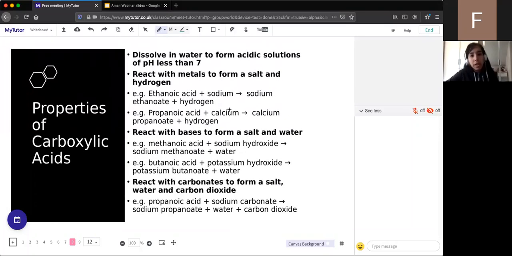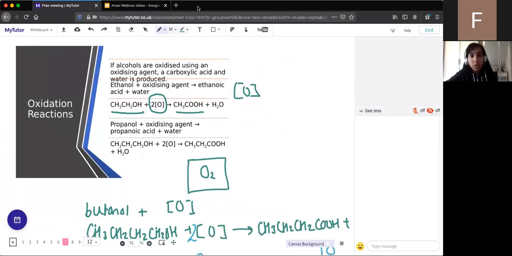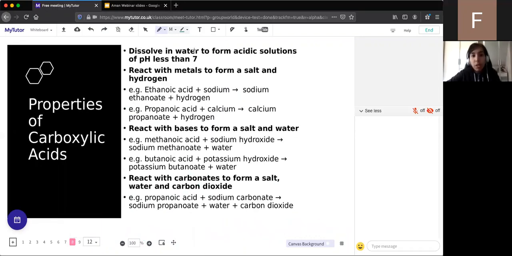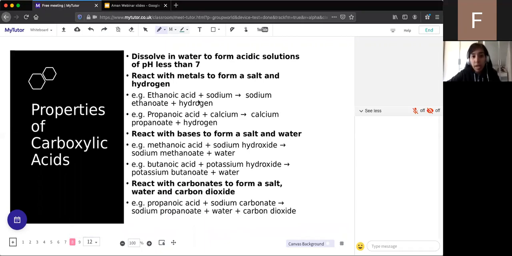Okay, so this slide is quite busy. And the reason it's busy is because I'm not going to go through this in detail because we've covered this in previous webinars. It's just to show you that carboxylic acids have the same properties as acids. Someone's just asking me to go back to oxidation reactions, so I'll just go back to that. So we looked at acids and alkalis when we did neutralization, but specifically the properties of acids that carboxylic acids have, because they are acids. So first, they dissolve in water to form acidic solutions of pH less than 7. So remember, on the pH scale, acids are less than 7, alkalis are more than 7.